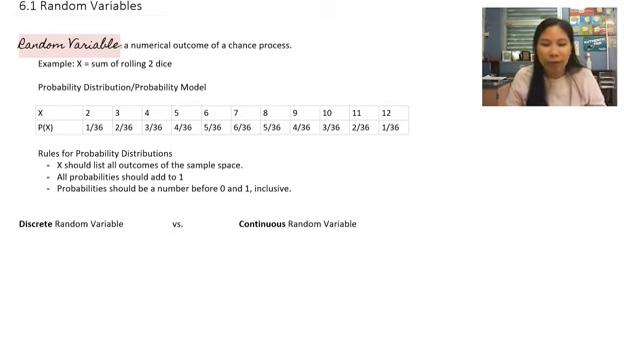If we were to write out the probability distribution or a probability model, this can be done for a discrete random variable because we can actually list out all the different outcomes in the sample space. With a continuous random variable, all the numbers can include every decimal and every fraction in between, so it would be really difficult to list out. With a continuous random variable, it's harder to write out that probability model. So first I want to focus on the discrete random variable.